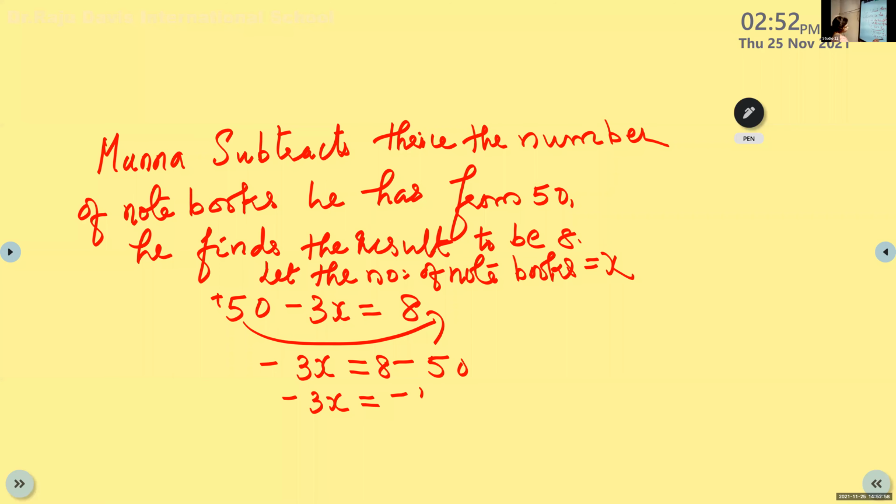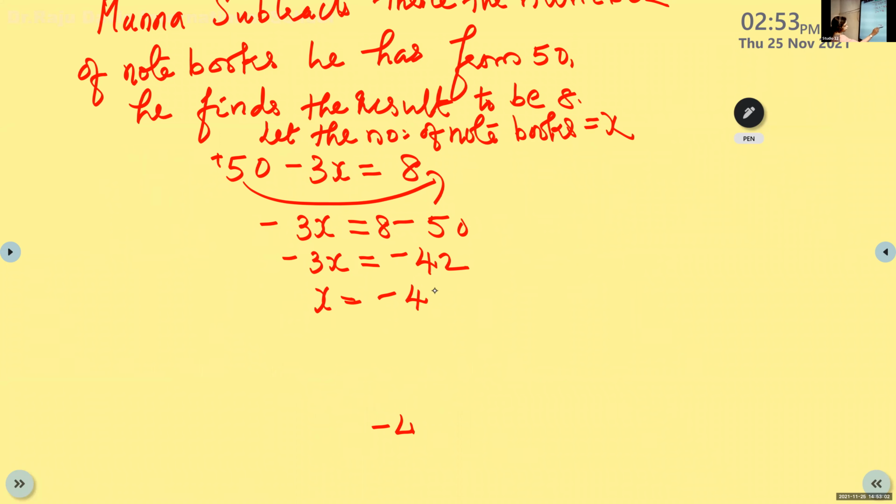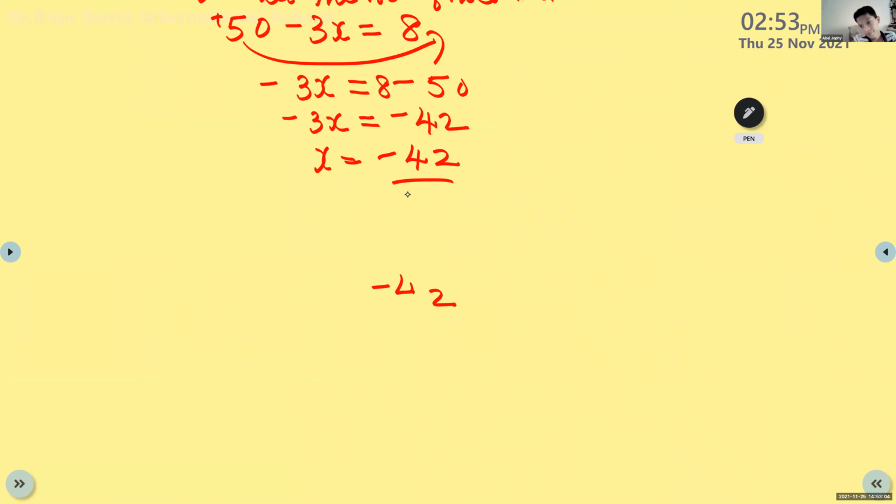So x is equal to negative 42 by negative 3. Both are negative. So x is equal to how much? Positive 14, because negative by negative is positive. So the answer is positive 14, or simply 14. Okay, that is enough. Can you explain again?